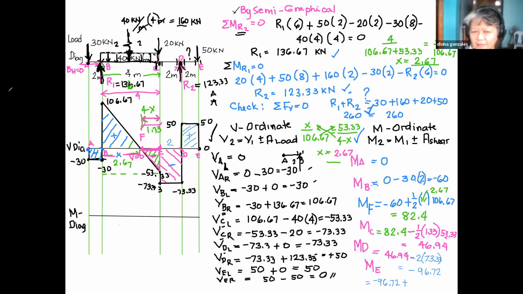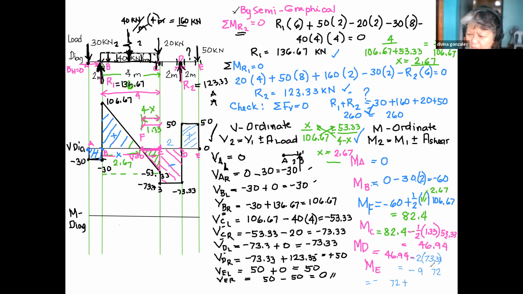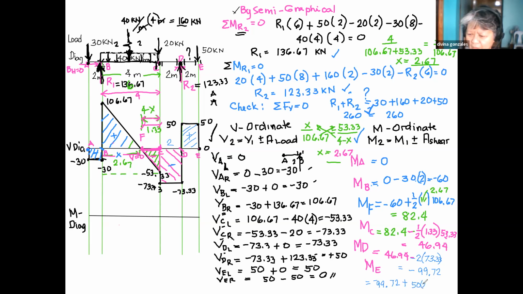Ma'am, there is a correction. The moment at D, ma'am, is actually 99.72. Okay, I will just erase. Negative 99.72. Okay, negative 99.72, the last area. 50 plus 2 times 2, plus 50 times 2, times 2. So what is the answer?